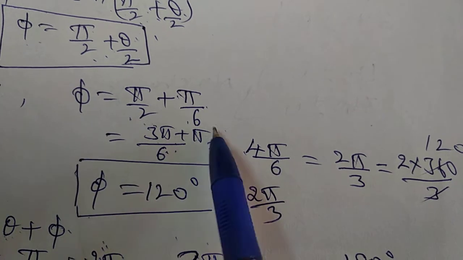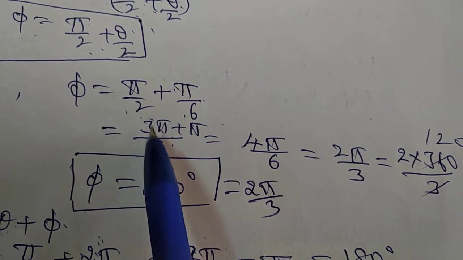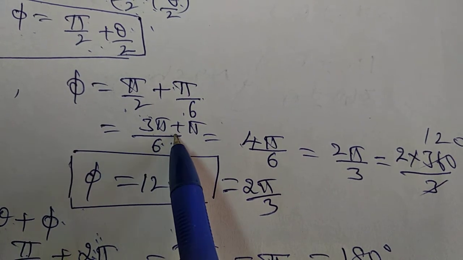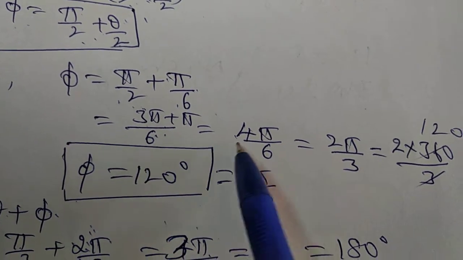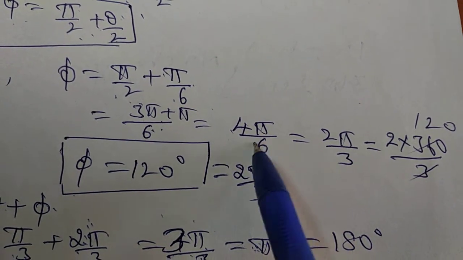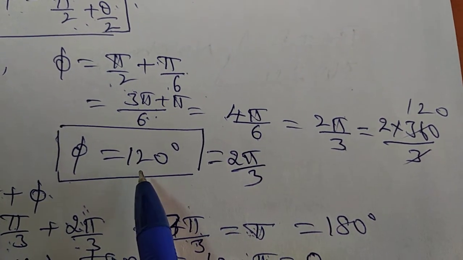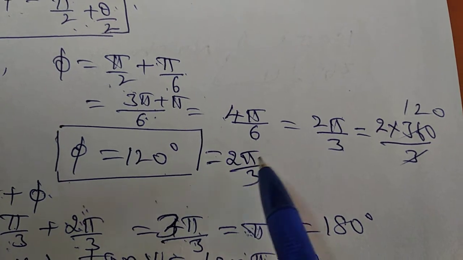So take the LCM, the LCM is 6. Then you simplify: 3 pi plus 6 ones are 6 pi, so 4 pi by 6. Simplifying, we get 2 pi by 3. So 2 pi by 3 means 120 degrees.